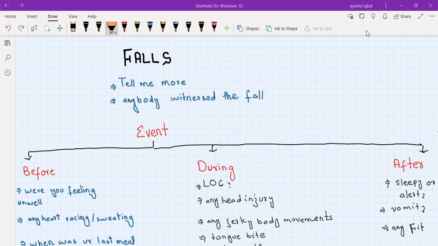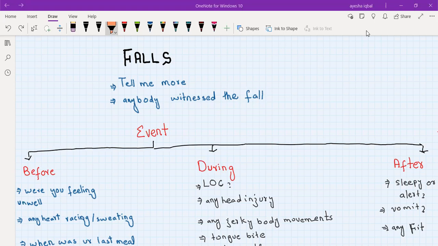Hello everyone. So today I'm going to talk about falls, which means what you are going to do when a patient presents with a history of fall. In this video, we are going to discuss how to take the history, how to rule out differentials, what the differentials are, what the red flags are that you need to rule out, how you examine this patient, and how you provide management.